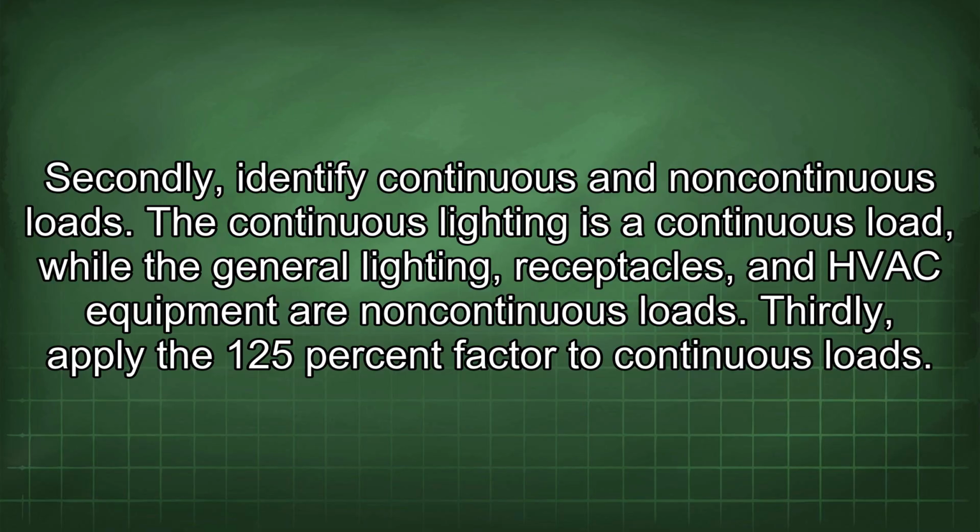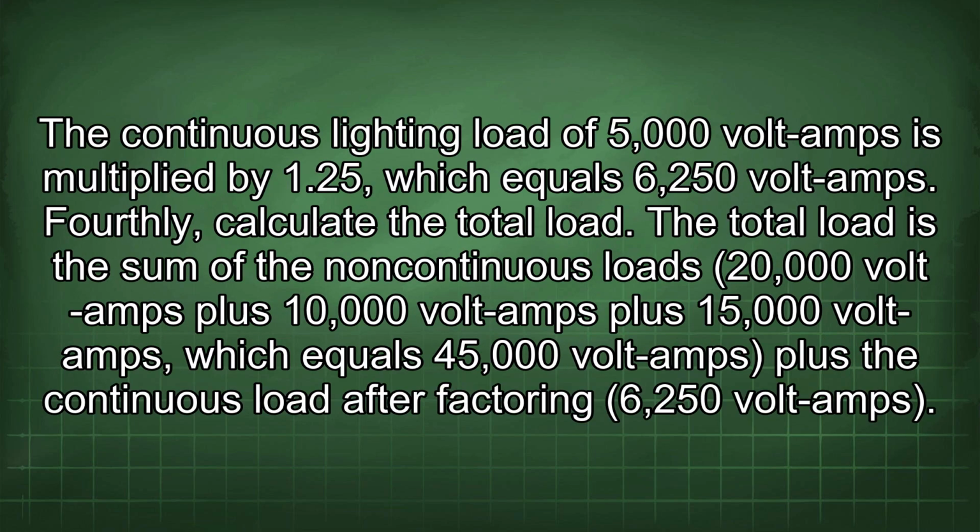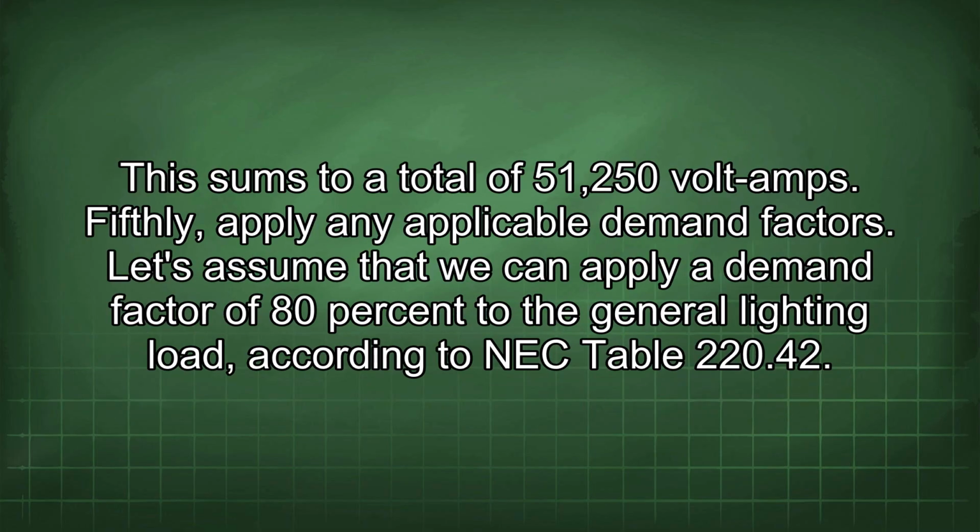Thirdly, apply the 125% factor to continuous loads. The continuous lighting load of 5,000 volt amps is multiplied by 1.25, which equals 6,250 volt amps. Fourthly, calculate the total load. The total load is the sum of the non-continuous loads, 20,000 volt amps plus 10,000 volt amps plus 15,000 volt amps, which equals 45,000 volt amps, plus the continuous load after factoring, 6,250 volt amps. This sums to a total of 51,250 volt amps.